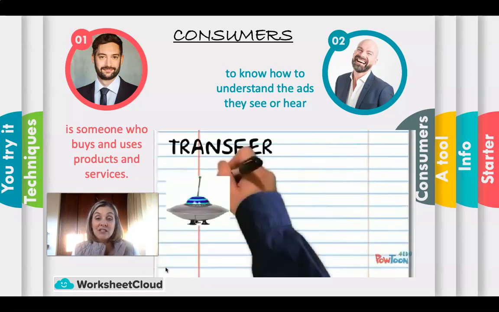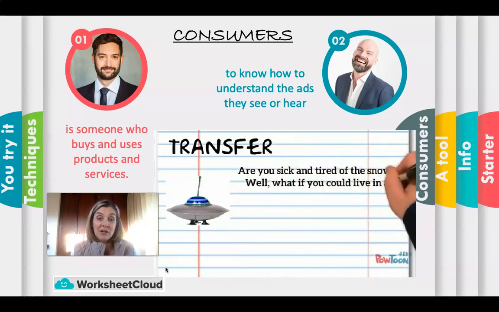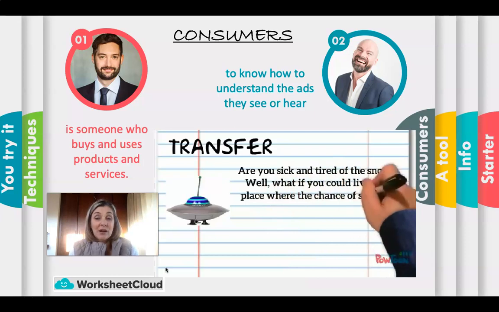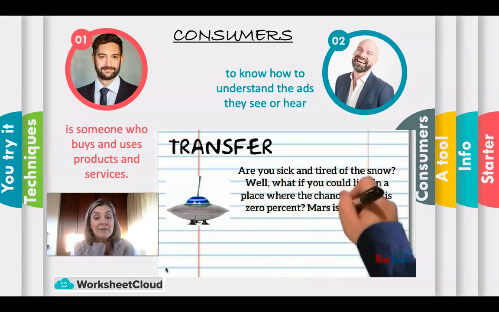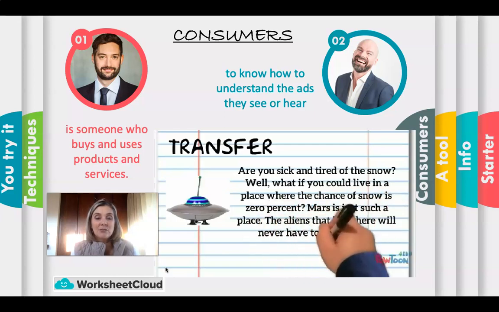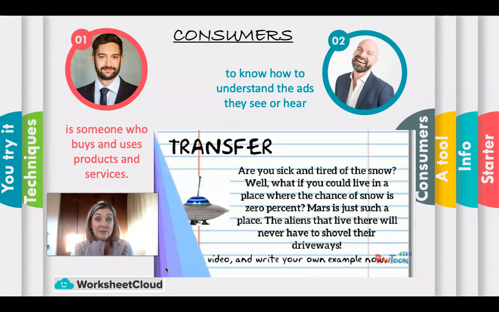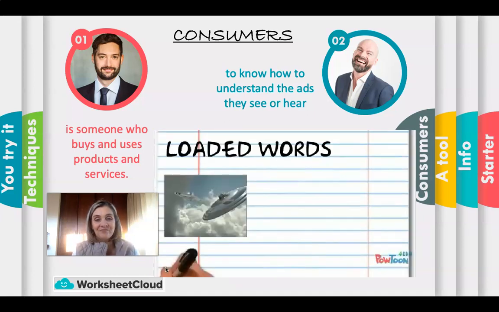Your next one is transfer. So to transfer something that you like to a product. Are you sick and tired of the snow? Well, what if you could live in a place where the chance of snow is 0%? Mars is just such a place. The aliens that live there will never have to shovel their driveways. So if you don't like snow, there's a place where you can go where there isn't snow.